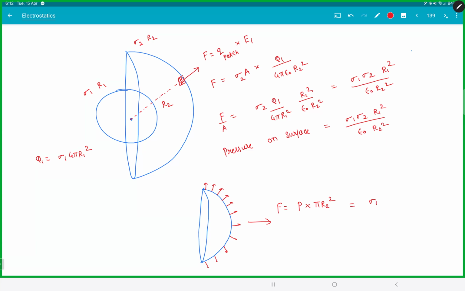Substitute, which is sigma 1, sigma 2, r1 square. I'm missing one more pi here. It looks fine. So you'll get 1 pi here, and this will be epsilon. Check it out. This is the force on the outer shell. And by Newton's third law, this will be the same force acting on the inner sphere also.